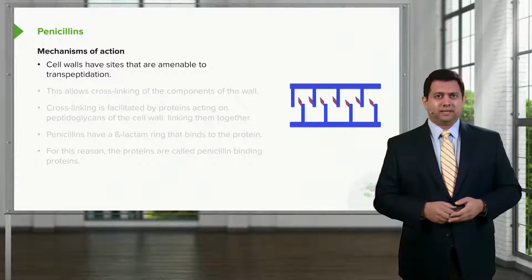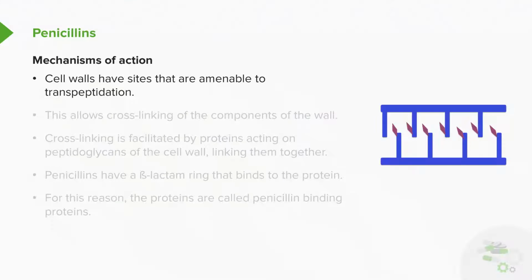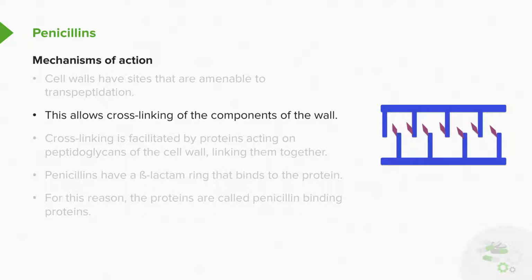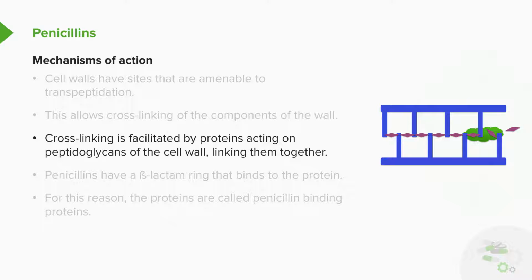Let's start off with the penicillins. So remember that penicillins are active on the cell wall. Now the cell walls, you can see them here, they have sites that are amenable to transpeptidation. This allows cross-linking of the components of the wall. And when you have cross-linking, you have a stronger wall.